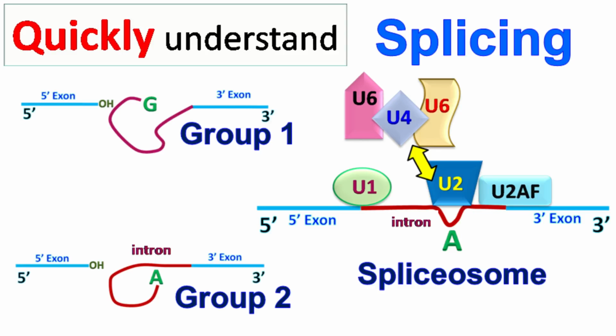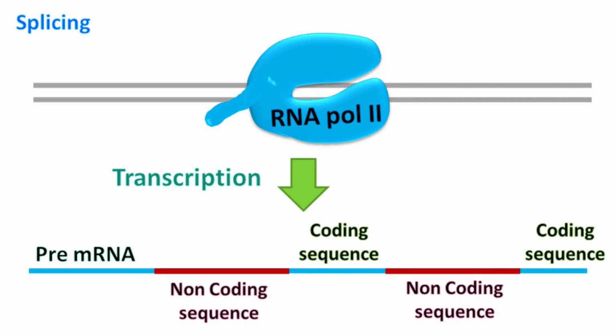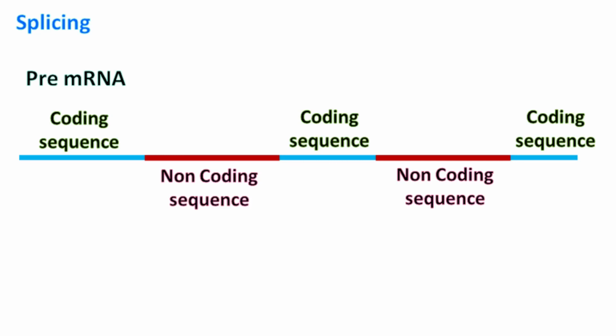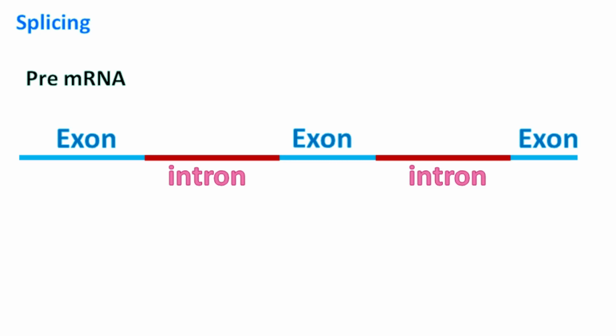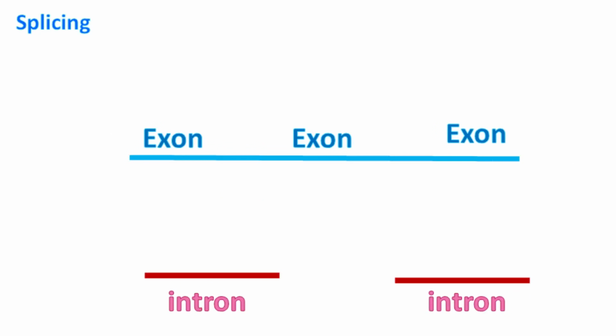Let's talk about splicing. The transcription of a eukaryotic gene results in the formation of pre-mRNA. The pre-mRNA has coding sequences and non-coding sequences. The coding sequences are known as the exons, while the non-coding sequences are known as the introns. Splicing is a phenomenon in which introns are removed and the exons are joined together to form a mature mRNA.